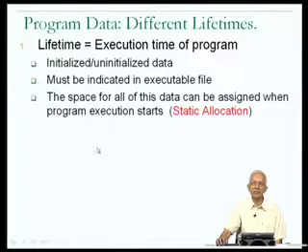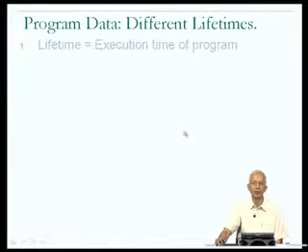And therefore, if I have a piece of data which starts to exist, which comes into existence when the program starts executing and ceases to exist when the program stops executing, then the space for this piece of data must be assigned when the program starts executing. And this kind of allocation of space for data is what is called static allocation, since it happens once when the program starts executing. So that is the first kind of behavior as far as data is concerned in terms of lifetime. Some pieces of data have a lifetime which is the execution time of the program, and space for those pieces of data is statically allocated when the program starts executing.